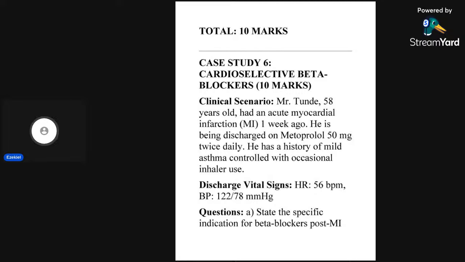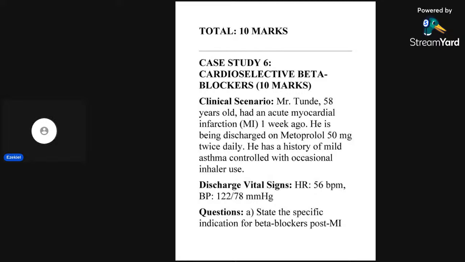So case study number 6. This is for beta blockers. Mr. Tunde, 58 years old. This is the last case study. All right. Although I had 20, I just made it 6 today. Maybe we'll be breaking it down so that we can grab them. Mr. Tunde, 58 years old, had an acute myocardial infarction, which is synonymous to heart failure, 1 week ago. He's been discharged on metoprolol 50 milligrams twice daily. Has a history of mild asthma, controlled with occasional inhaler use.